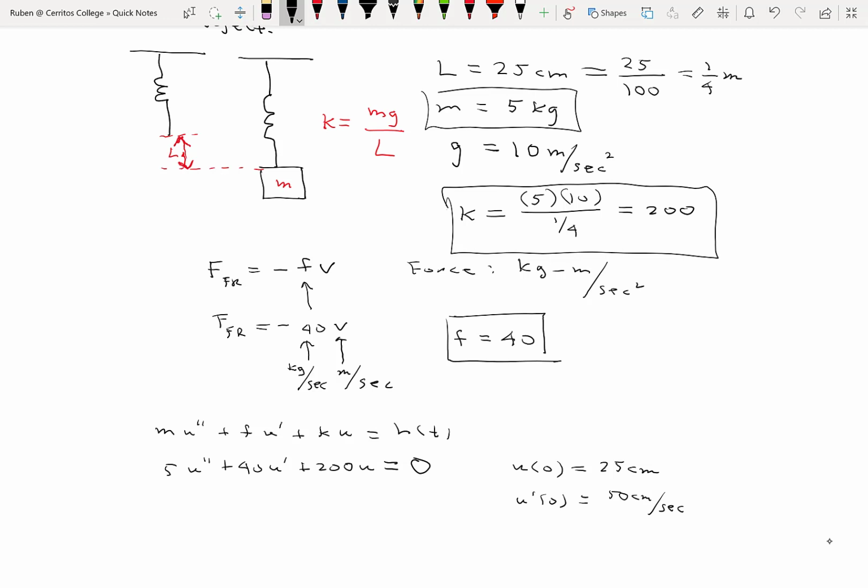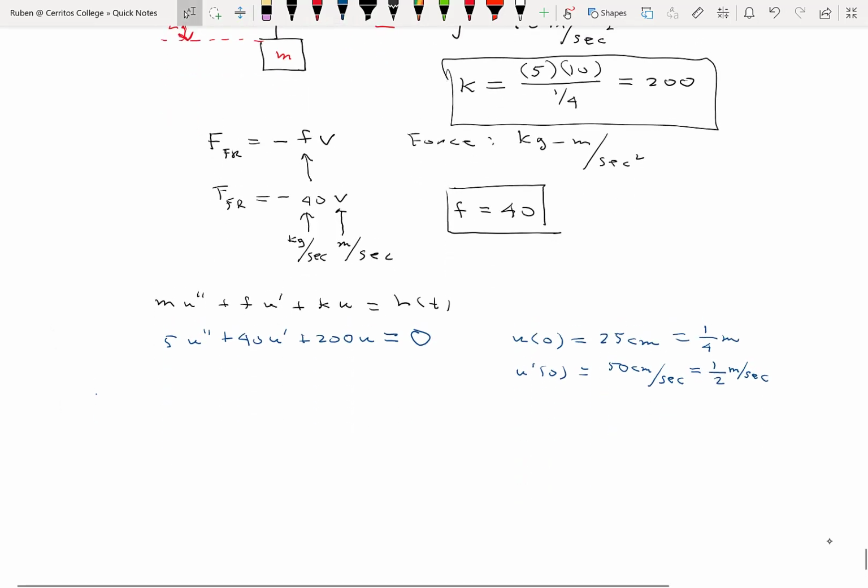Our units of length need to be consistent. So 25 centimeters is 1/4 of a meter. 50 centimeters is 1/2 of a meter. So the initial velocity will be 1/2 meter per second. Okay. So we have our initial value problem, the differential equation plus the two initial conditions, and we're going to take that initial value problem, which I'm going to highlight now in a nice blue, and we're going to solve it.